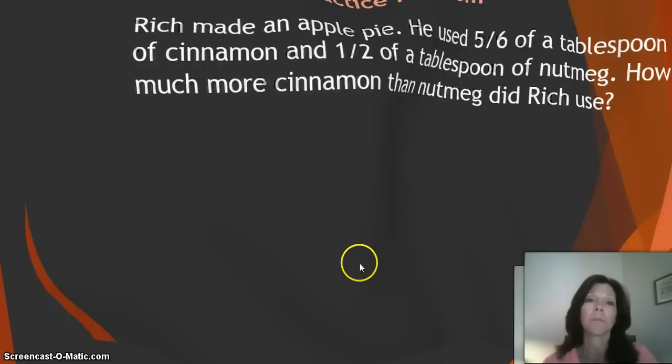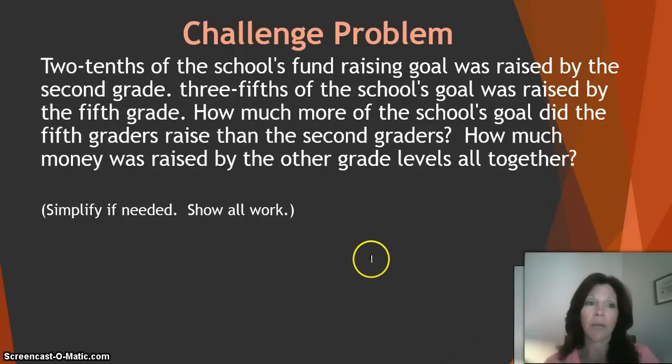All right, let's look at your challenge problem for tonight. 2/10 of the school's fundraising goal was raised by the 2nd grade. 3/5 of the school goal was raised by 5th grade. How much more of the school's goal did the 5th graders raise than the 2nd graders? How much money was raised by the other grade levels altogether? Simplify if needed and show all work. Now remember, this is two different problems that you need to do here, so make sure you do both of them. Bring your answers to school tomorrow and we'll check them together in class.